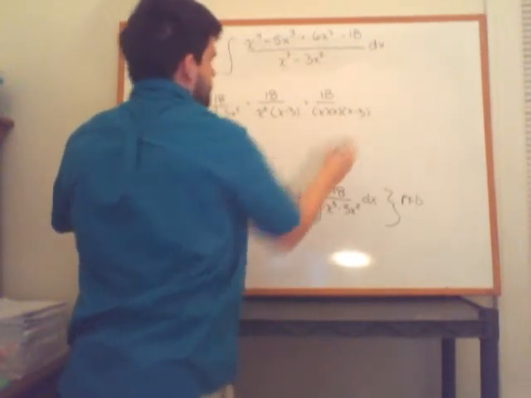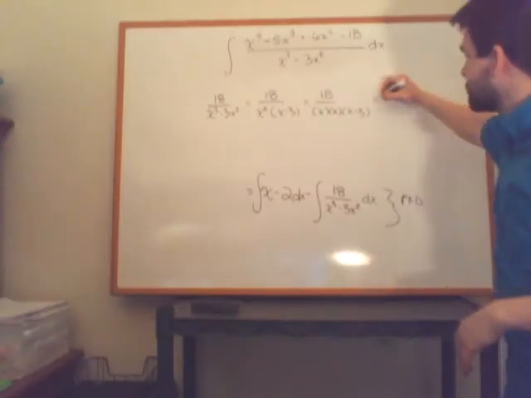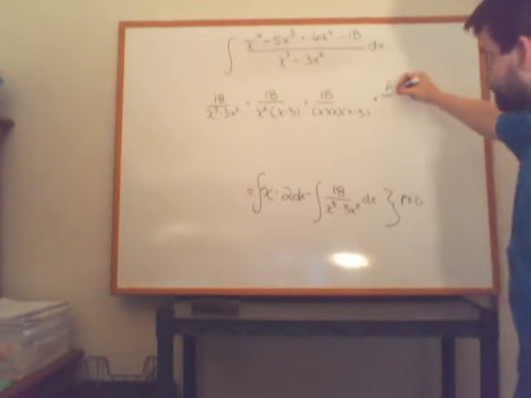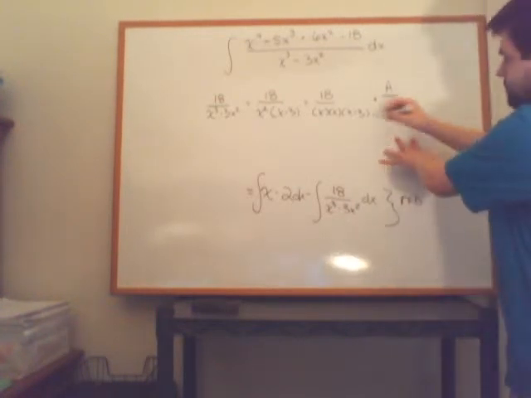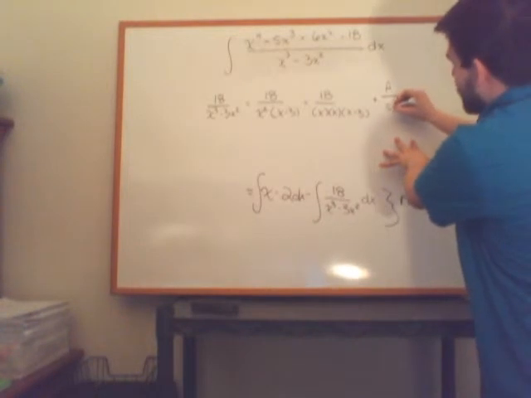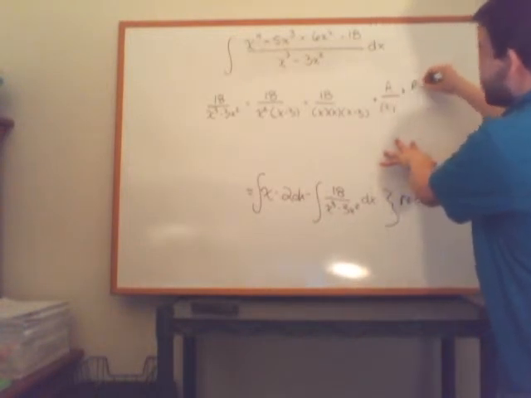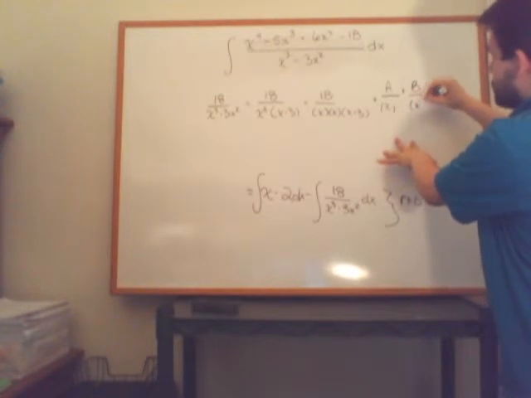And the reason I want to do that is because when we set up our partial fractions decomposition, it's going to be such as this. You have A, which is your first partial fraction, and it's going to be over x. Then you have plus B, which is going to be over x squared.